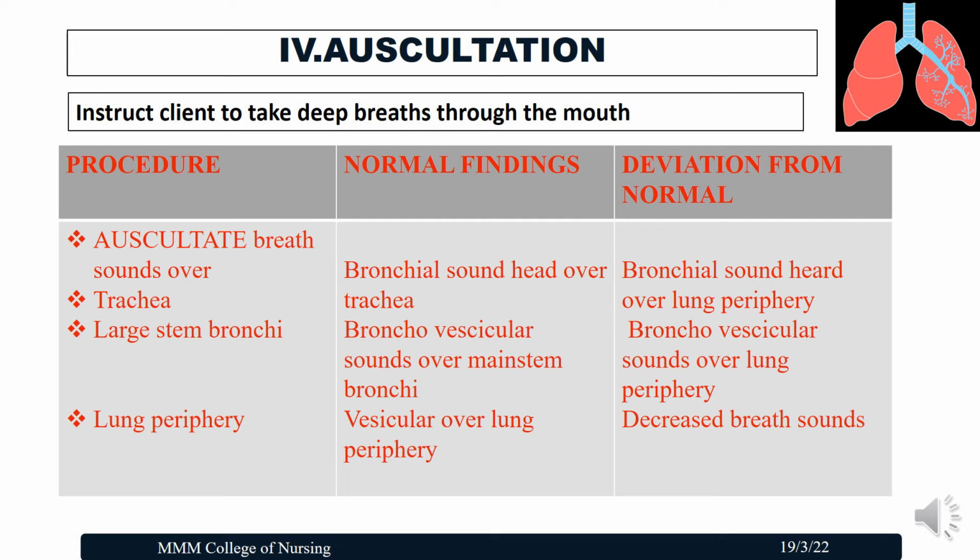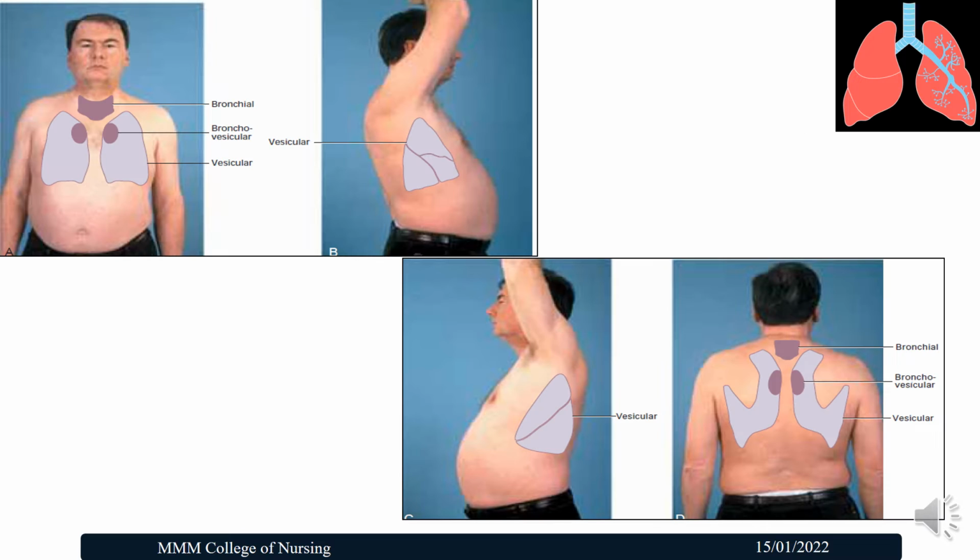Normal finding is the vesicular sounds can be heard over the lung periphery. That is a normal finding. But in abnormal conditions, decreased breath sounds can be heard. So when we auscultate over the trachea, we can hear the bronchial sound. Over the lung fields, we can hear the bronchovesicular sounds and the vesicular sounds, and all over the lateral surface of the chest we can also auscultate for the vesicular sounds. Whenever we are auscultating, we have to instruct the patient to take a deep breath through the mouth.